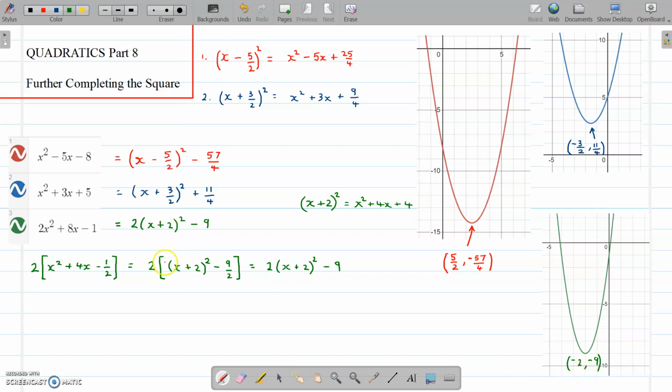Just to finish very briefly, the other way I could have done this is just taken out the factor of 2 from this part only and left the minus 1 alone. I would have still ended up with this expression in the end.